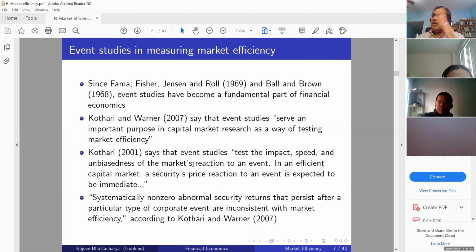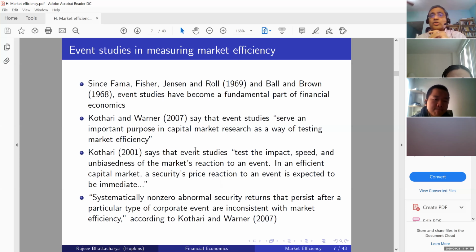You will understand that every statement has a nuance, everything is much more complicated than it appears, and that's something to keep in mind. So event studies are one method. And how do we go about measuring market efficiency from event studies?